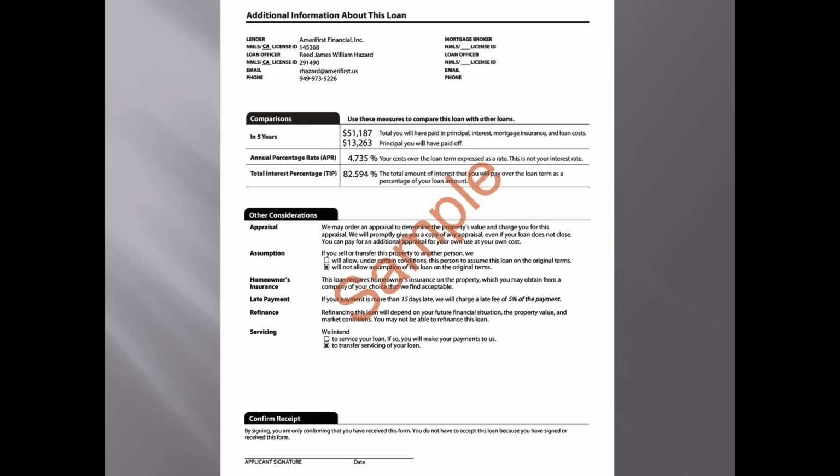Another important thing to note is that you're going to have other considerations on this page. If this loan is able to be assumed, it's going to state that. It's going to state that this loan requires homeowner's insurance. It's going to state information about late payments, about refinancing, and about your appraisal. So out of all these documents, all 3 of these are very important, and you do need to always be reviewing your loan estimate at this stage.